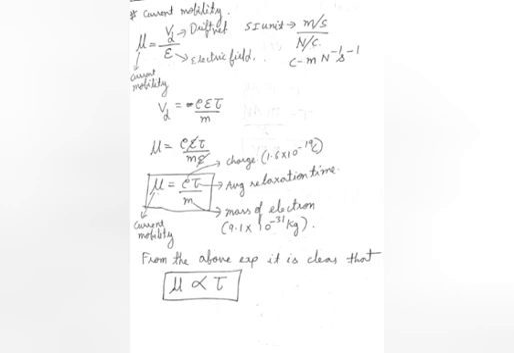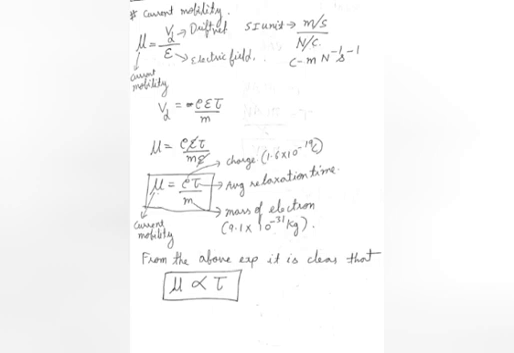So finally, after cancelling out E, we'll get mu is equal to e tau by m, where e is charge, tau is average relaxation time, and m is mass of the electron, while mu is the current mobility. Now from the expression it is very clear that current mobility is directly proportional to relaxation time. So current mobility depends only on relaxation time.